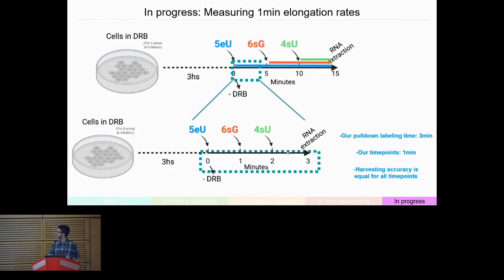And the harvesting accuracy, which is basically the time between the last minute and the time you require to get the cells in a tube, is normally really high or just like a minute. But in this case, all the time points will be equally affected by that. That's different from the other methods where you need different plates of cells. So each plate will be affected differently by this harvesting accuracy.